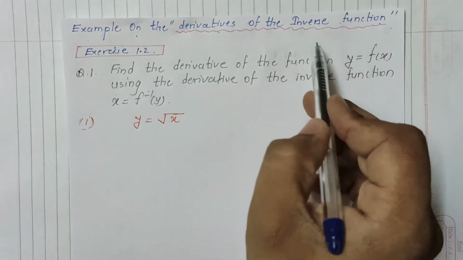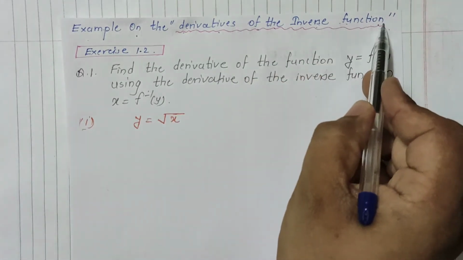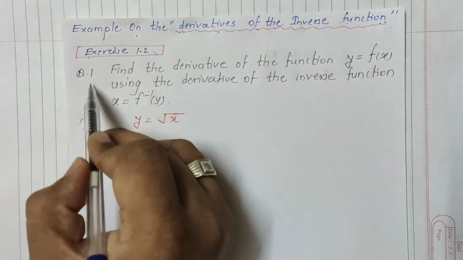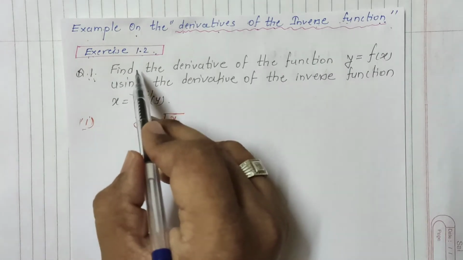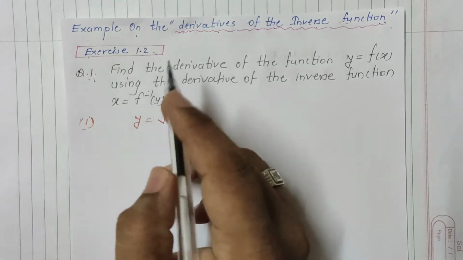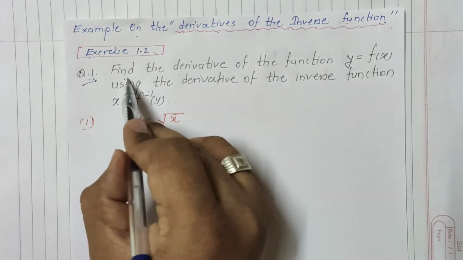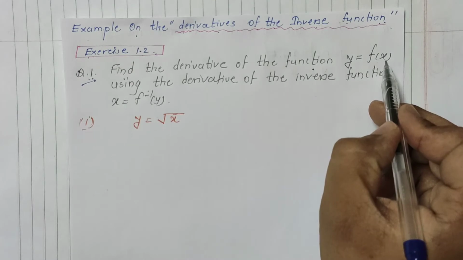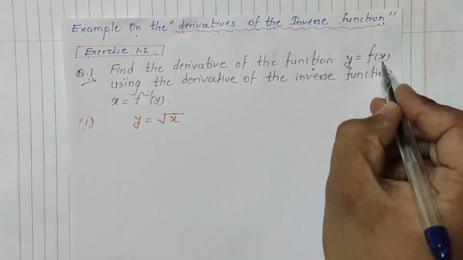Now we have to find examples on the derivatives of inverse function concept. Here I will take only examples on the derivatives of the inverse function concept. So we will start the examples now. Exercise 1.2, question number 1. This type of question is included in the board syllabus for the first time. Okay, question number 1. Find the derivatives of the function y is equal to f of x. It means we have to find the derivative of y with respect to x.